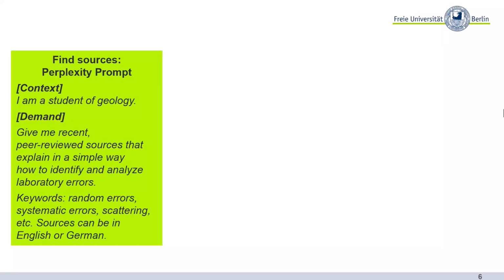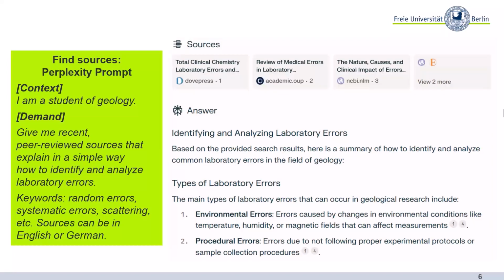But with Perplexity it does work. Here again I started with context. I'm a student of geology. And then I wrote, give me recent peer-reviewed sources that explain in a simple way how to identify and analyze lab errors. Then I gave a couple of keywords and stated that the sources can either be in English or in German. And this is the answer I got.